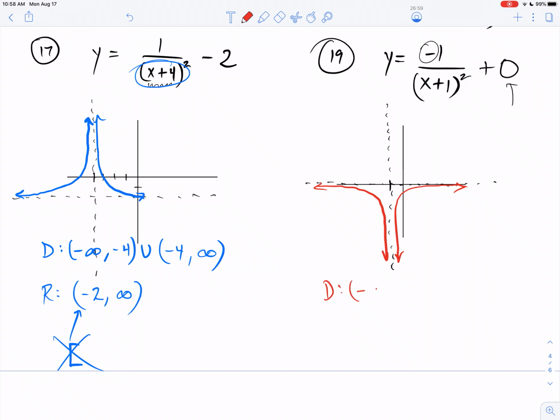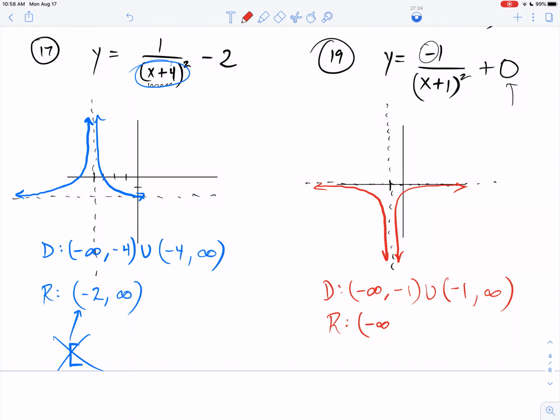Domain, it goes to the left forever. There was a break in the action at -1, unified with everything on the other side of -1. But the range, don't blow it. Will you ever put a negative infinity on the right-hand side using interval notation? No. It goes down forever. Negative infinities always live on the left.